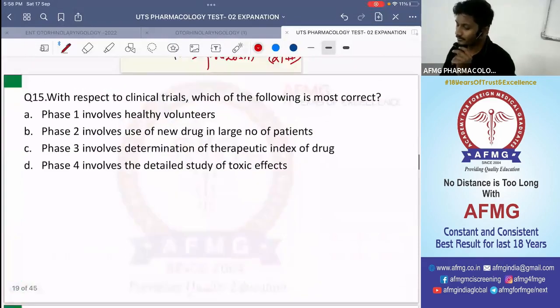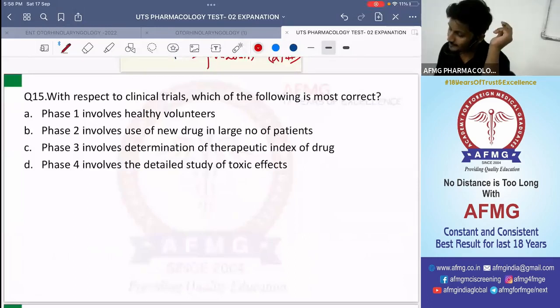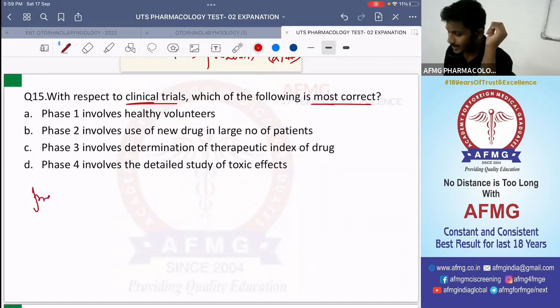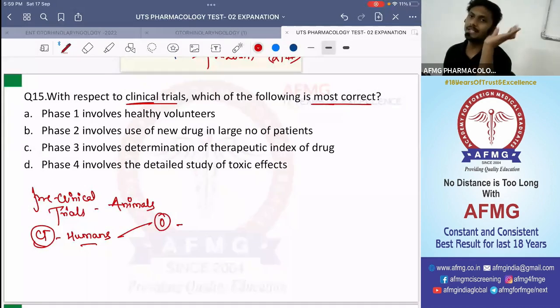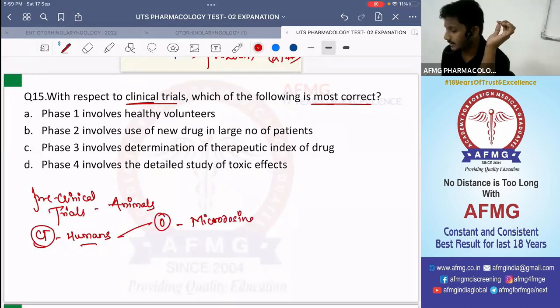Question number 15 now. PSM का question है. With respect to clinical trials, which of the following is most correct? तो सबसे पहले अगर मैं pre-clinical trials की बात करता हूँ, pre-clinical trials are always done on animals, whereas clinical trials are done on humans. Okay? Clinical trials के कितने phases? और एक ऐड कर दिया गया phase 0. Not mandatory, but it is usually done. And what is phase 0? Phase 0 is nothing but micro dosing. सबसे कम dose of a drug is given usually.